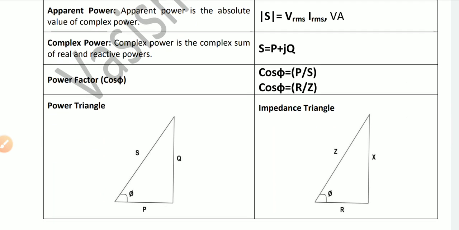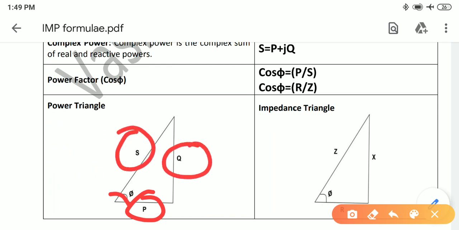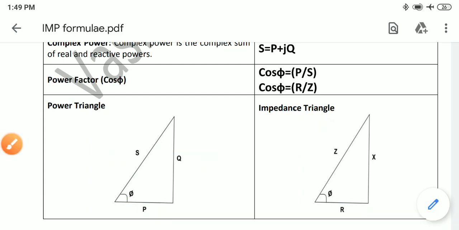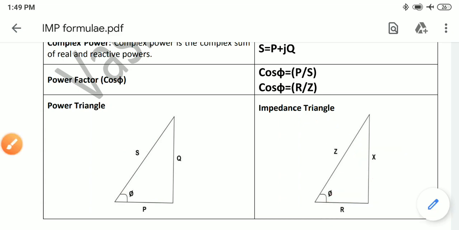Next, power factor is given as cos phi. It is the ratio of active power to apparent power. From the power triangle we can write: phi is nothing but the power factor angle. On the adjacent side we have real power, this is the reactive power, and this is the apparent power. Therefore, cos phi is equal to P by S, that is, active power to apparent power. From the impedance triangle, Z is equal to R plus jX. R is the adjacent side, X is the opposite side, and Z is the hypotenuse. Therefore, cos phi is equal to R by Z.